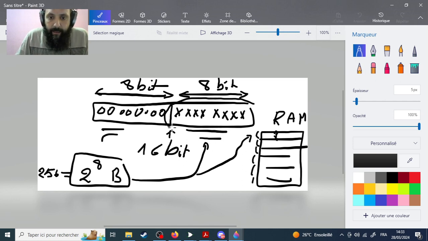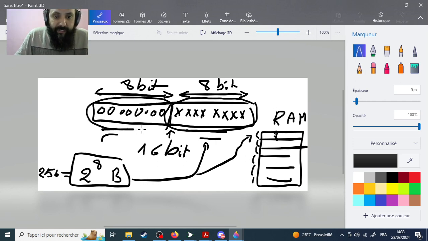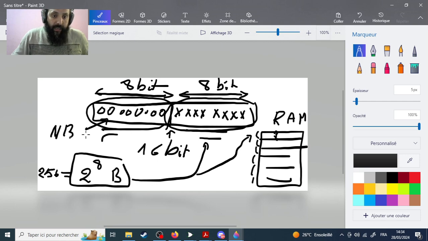This part is the address inside one segment, one page. And this part represents the address of the segment or the page. I will call it the page from now on. These are the pages. We have many pages in our RAM. The page is generated when we divide our address. This represents the number of the page or the address of the page, and this other part of the address represents the address inside one page.